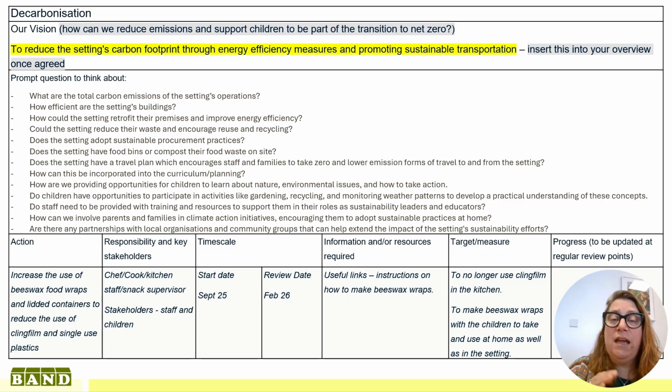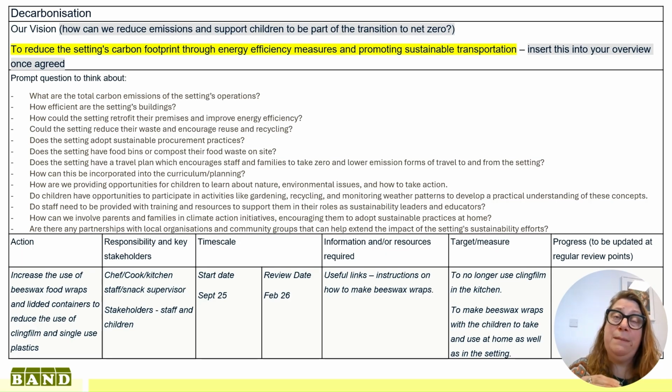So within each area of the climate action plan, there are also some prompt questions to help you think about the areas that you might want to be moving your actions forward on. So things that you can ask yourself to reflect on your practice. Is this something that we can change? Are we involving the right people? Are we asking the right questions about our sustainability practice in terms of environmental issues?